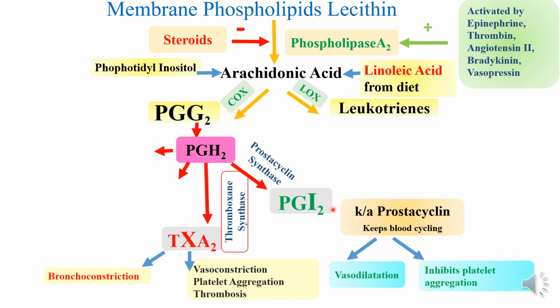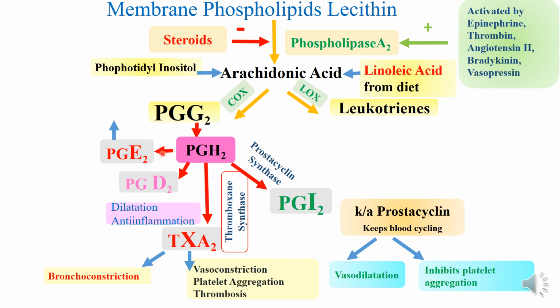So let us look at the different effects. PGI2 is also known as prostacyclin. It keeps the blood circulating, so you can remember that it keeps the blood cycling, and it is acting opposite to thromboxane A2, so it causes vasodilation and it inhibits platelet aggregation. Now we come to the next prostaglandin, that is PGD2. D stands for dilatation, so it causes dilation and it's anti-inflammatory.